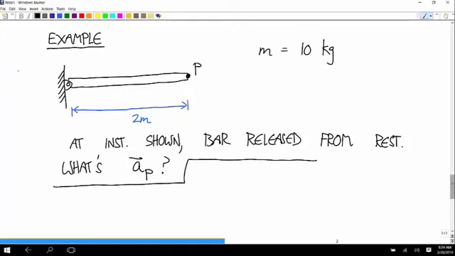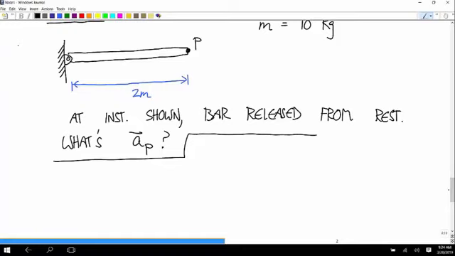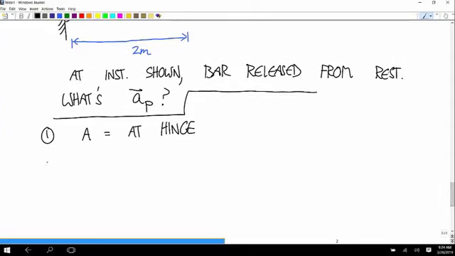Okay, well, let's just go through the set of steps. Does this body have a fixed point? Yes, so the about point is at the hinge. And so now we're going to calculate the mass moment of inertia at the hinge.